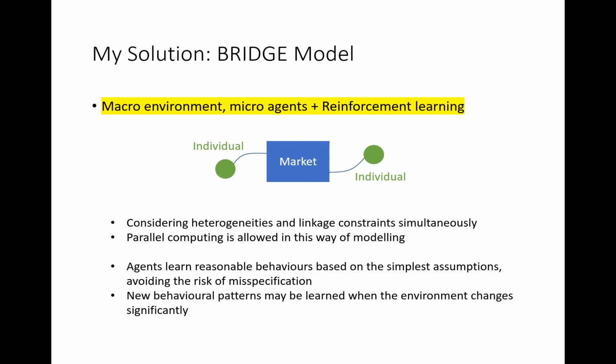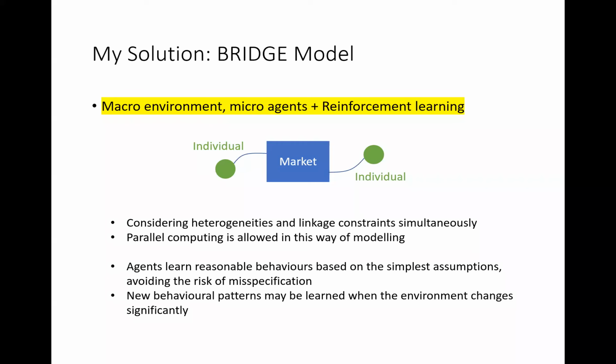So in this framework, we can consider the heterogeneity and the linkage constraints simultaneously. Both types of models' advantages are joint, and parallel computing is also allowed. It also has some additional advantages. For example, the agents will learn reasonable behaviors based on very simple assumptions. So this can help to avoid the risk of misspecification.